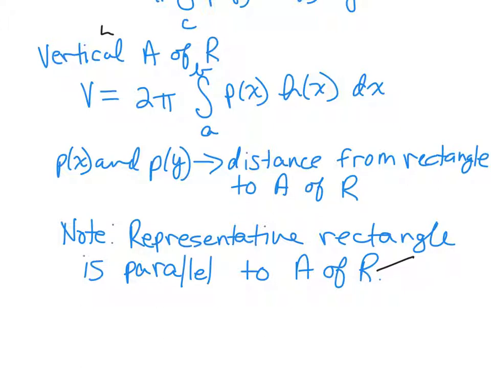Is this for both vertical and horizontal, or just for? Yeah, whatever your axis of revolution is, if it's vertical, then you're going to draw your representative rectangle vertical. If it's horizontal, you're going to draw your representative rectangle horizontal. It's always going to be parallel.